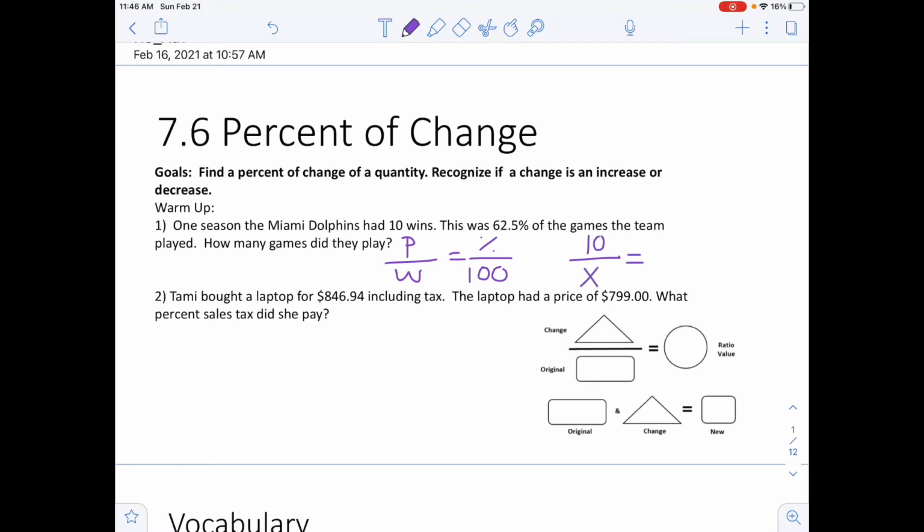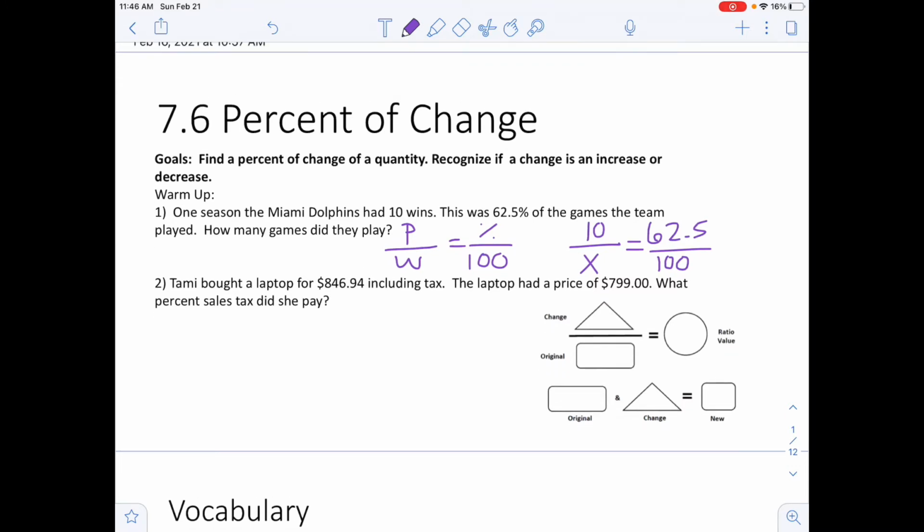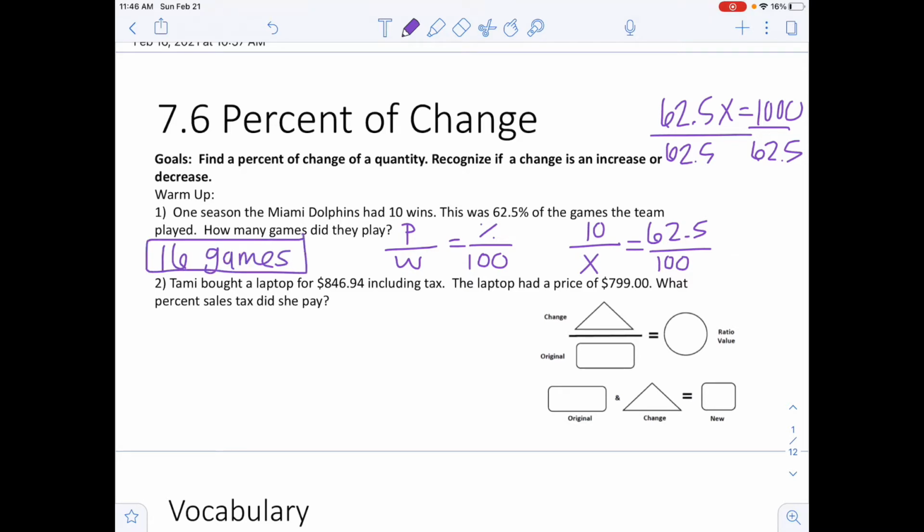So we know the part is 10. We don't know the whole. We know the percent is 62.5 over 100. Okay, I can cross multiply here, and I get 62.5x equals 1,000. Divide each side by 62.5, and we get 16. So 16 games they played total.